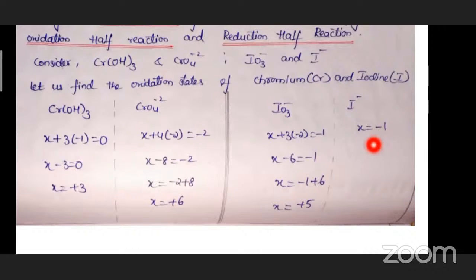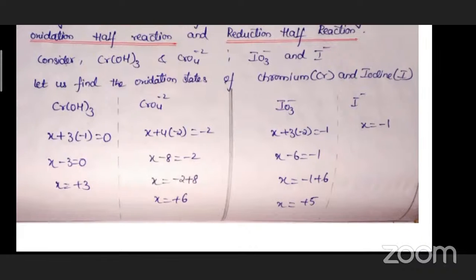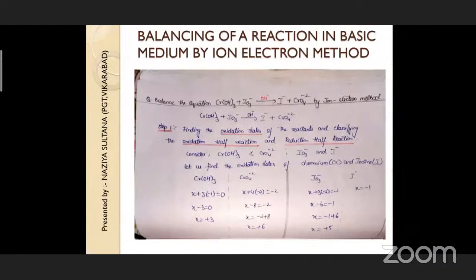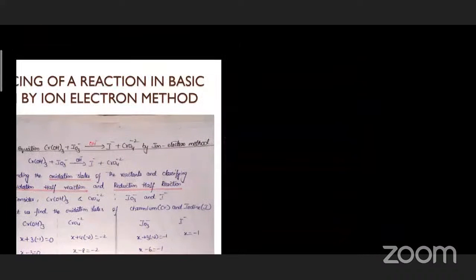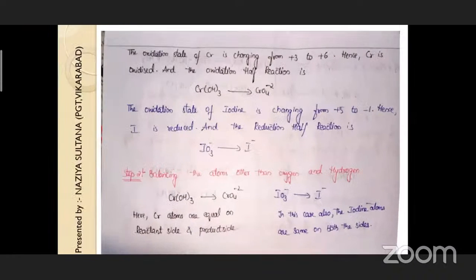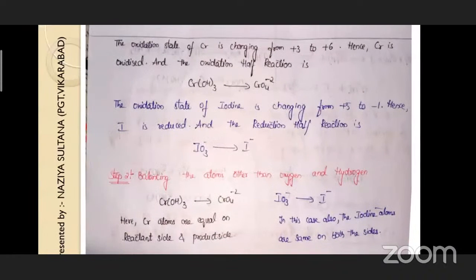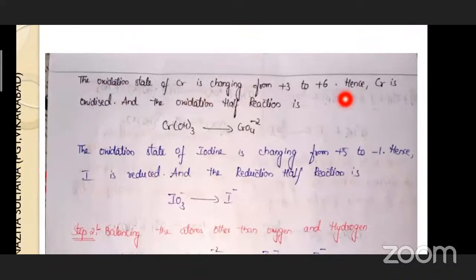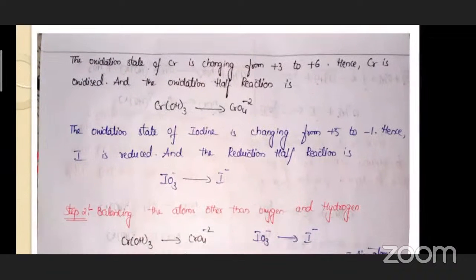So the minus is because of the electrons. The charge of the electron is negative. So actually the electrons are being transferred. That is the reason the oxidation states are changing. Yesterday I told you, whenever there is a change in the oxidation numbers, that means it is a redox reaction. We have classified the reaction because the oxidation states are changing. This is the oxidation half reaction and this is the reduction half reaction.